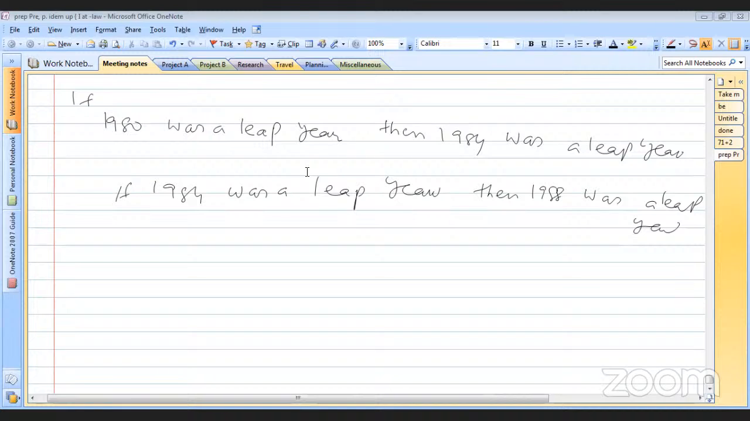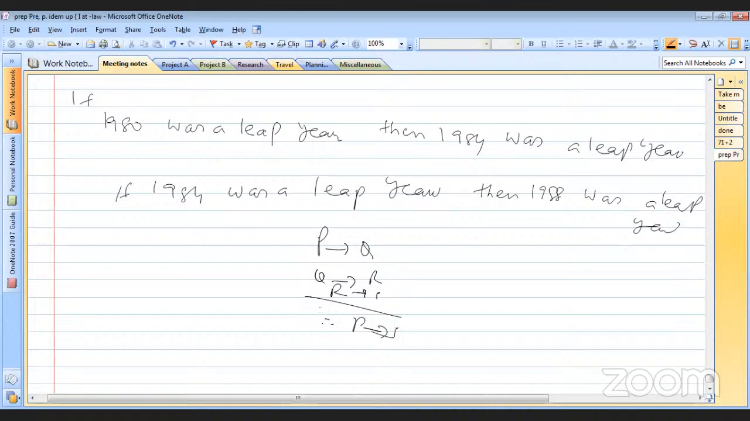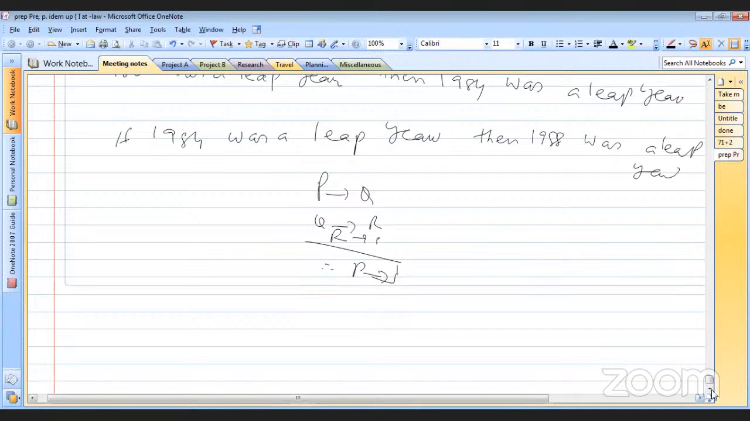So see here, 1980 was a leap year, then 1988 was also a leap year. 1980, 1988, but 1984 was a leap year. The transitive rule can be extended, since every 4 years is a leap year. If 1980 was a leap year and 1984 was a leap year, then 1988 is also a leap year. The transitive rule can be extended to a large number of implications. So we can take that P to Q, Q to R, then R to S, that is P to S. Why? Because 1980 is leap, 84, 88. So we can write this condition.